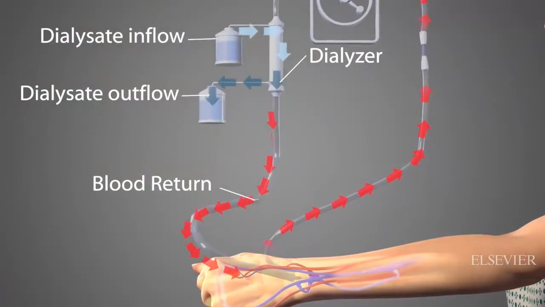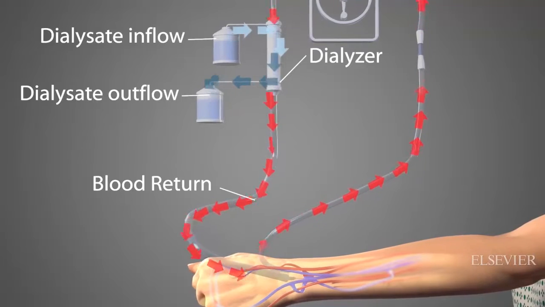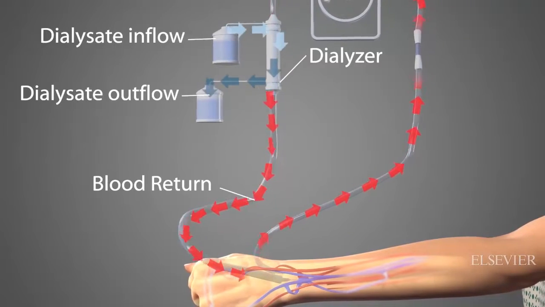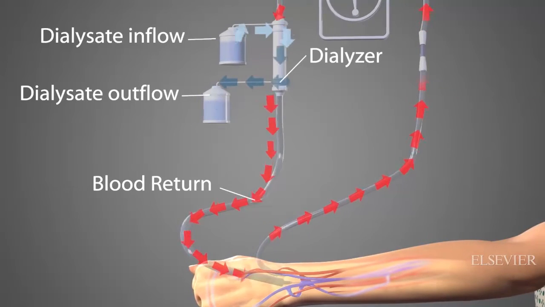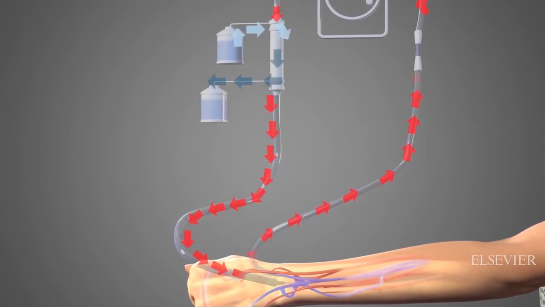Throughout hemodialysis, fresh dialysate is drawn into the dialyzer and used dialysate is drained off. At the same time, the hemodialysis machine returns the filtered or cleaned blood to the body. The needles are removed when the dialysis is complete.